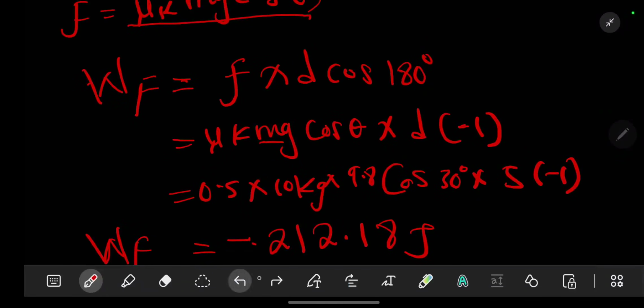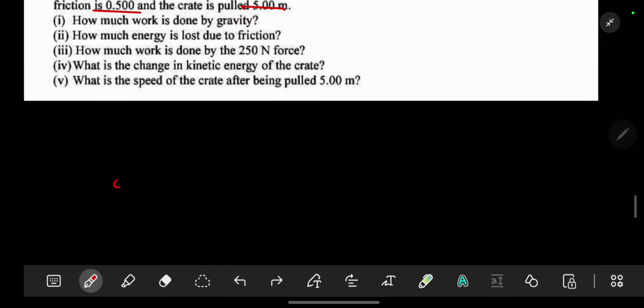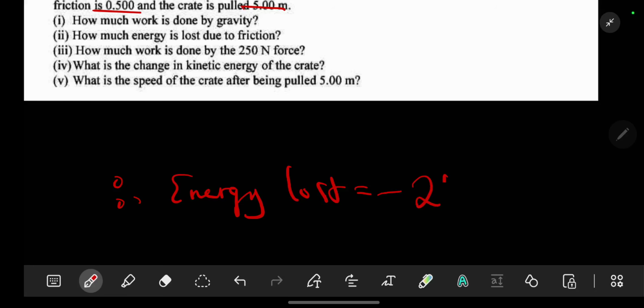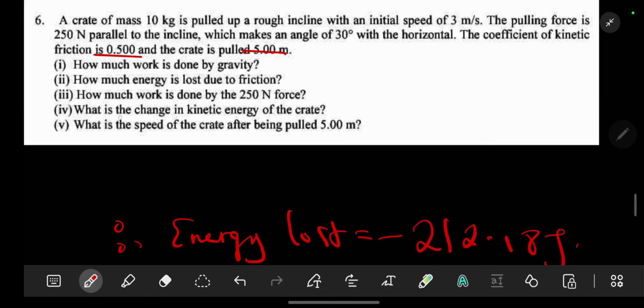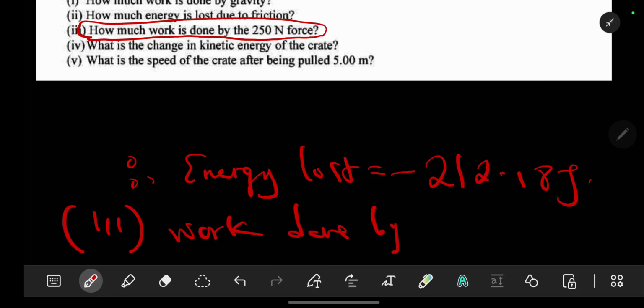So, therefore, the energy lost should be equal to negative 212.18 joules. This was for friction, and it is the energy that is lost. Then we are told to find how much work is done by the 250 newton force. So for the third one, the work done by the force.